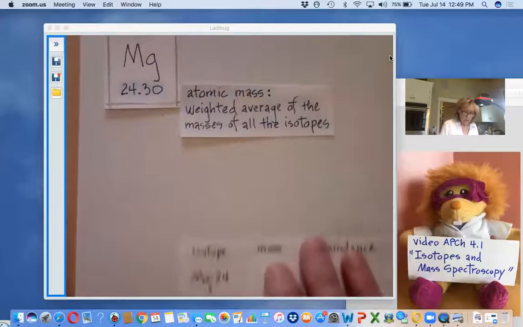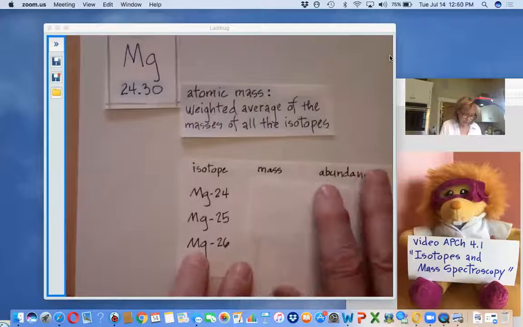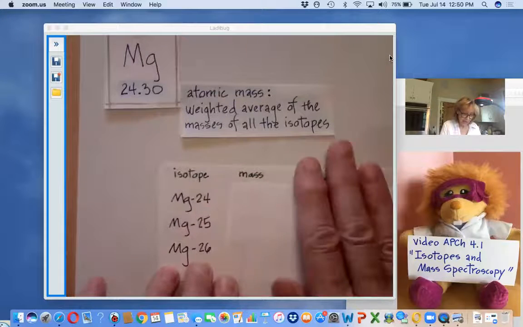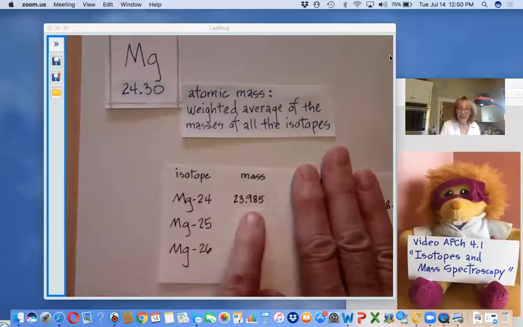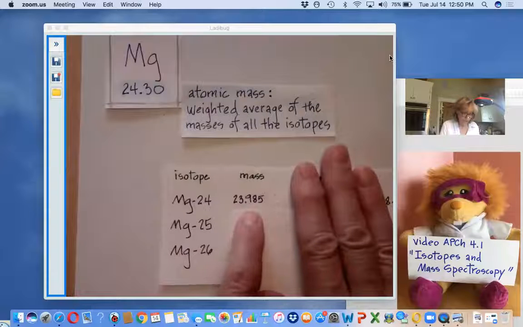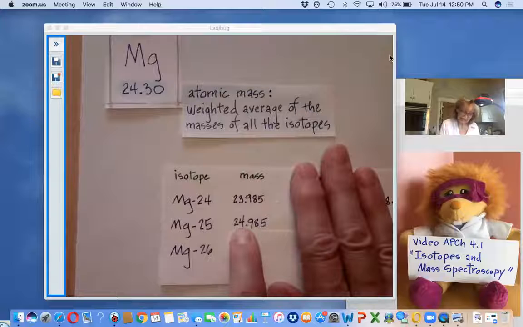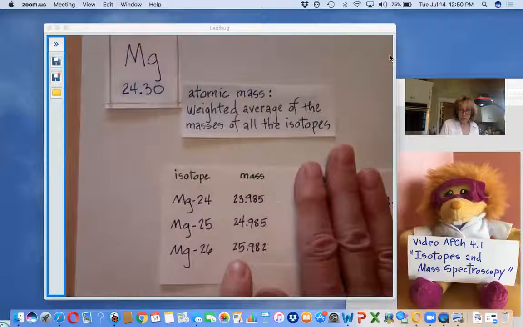So we have the three different isotopes of magnesium. The first one here has mass 23.985. The second one is a little bit heavier. Again, it has that one additional neutron. And then the third isotope with 14 neutrons and 12 protons has the heaviest mass of all.